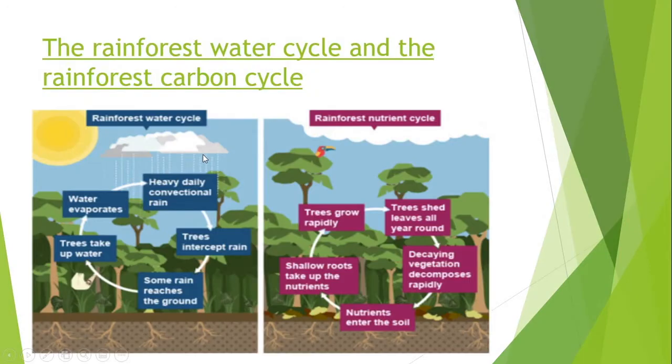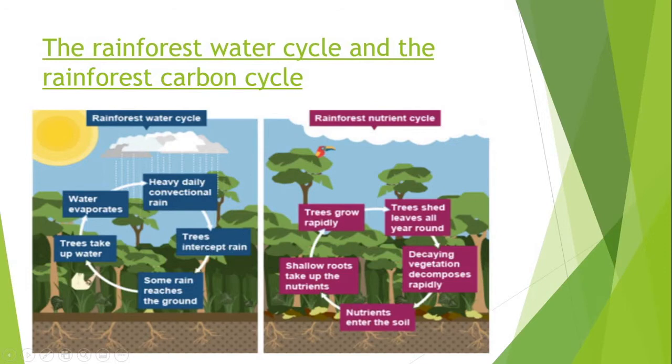Okay, so now we have our annotations in place. At the top in our rainforest water cycle, we have heavy daily convectional rain. So we have a lot of rainfall. In our climate graphs, we would have identified that in areas like the Amazon rainforest, there's a high amount of rainfall. As the rain comes down, trees intercept the rain.